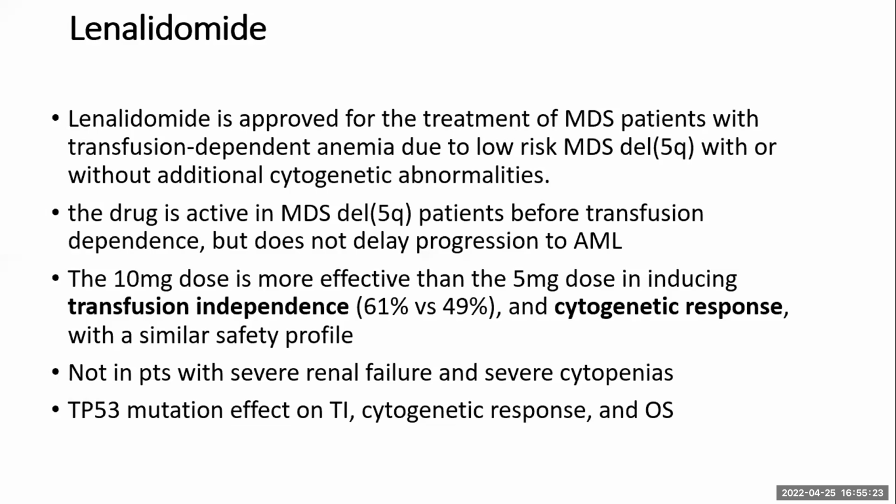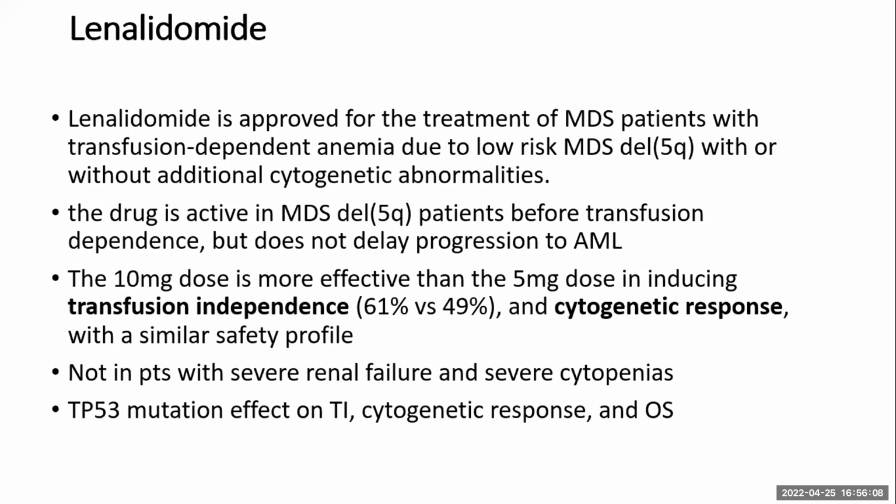Then lenalidomide as a drug for low risk MDS. It is approved for the treatment of MDS patients with transfusion dependent anemia due to low risk MDS with isolated deletion 5q with or without additional cytogenetic abnormalities. This drug is active even in patients who before transfusion dependence, but however, it does not delay progression to AML. And the 10 milligram dose is more effective than the 5 milligram dose in inducing transfusion independence. That was 61% versus 49 in studies, and cytogenetic response with a similar safety profile. So 10 milligram dose is the favored one to start with.